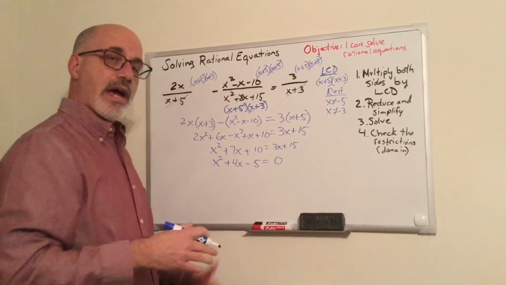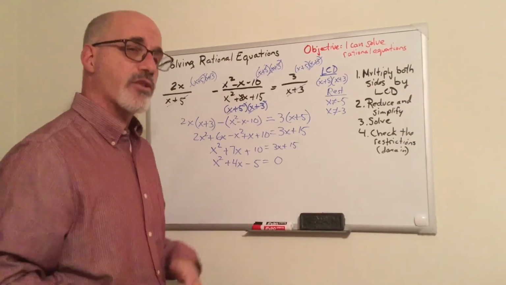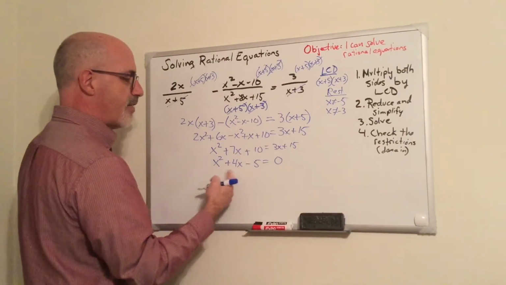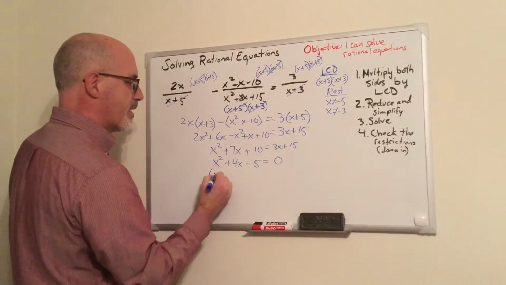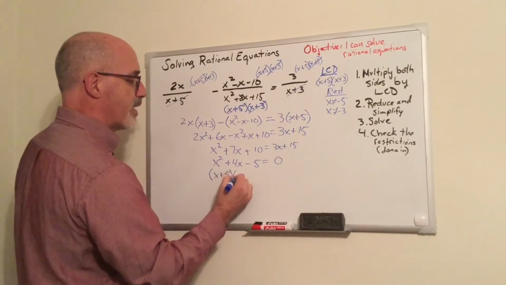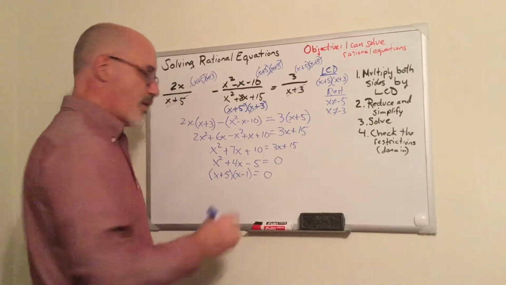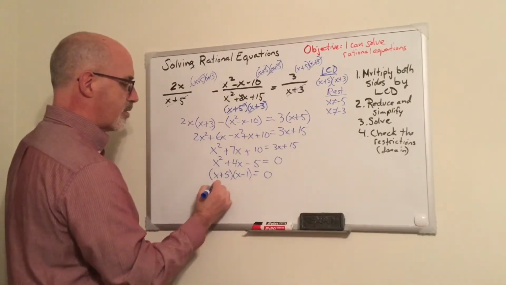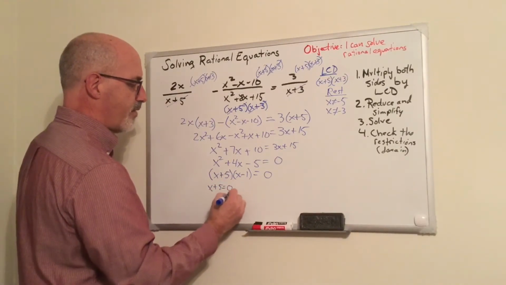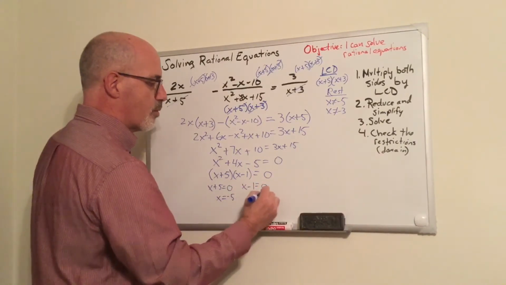This is a quadratic. You can solve it by either the quadratic formula, or in this case, factoring will be a little quicker. Two numbers that multiply together give me negative 5 and add together to give me 4. That's going to be x plus 5 and x minus 1 for my two answers. When I set each of these equal to 0, x plus 5 equals 0, I get x equals negative 5. I take x minus 1 equal to 0, I get x equal to 1.